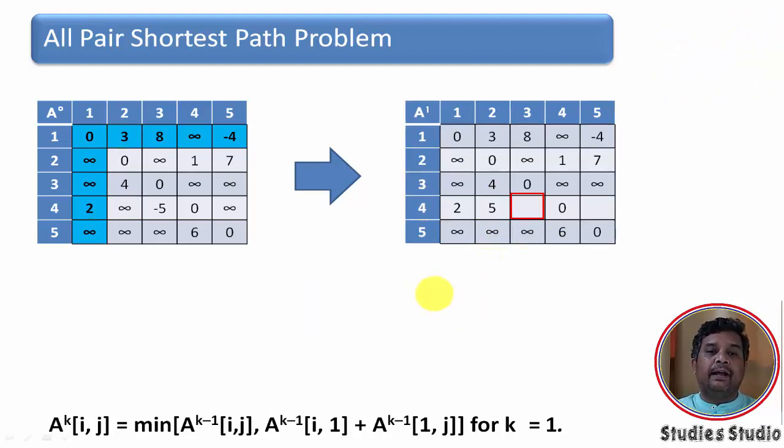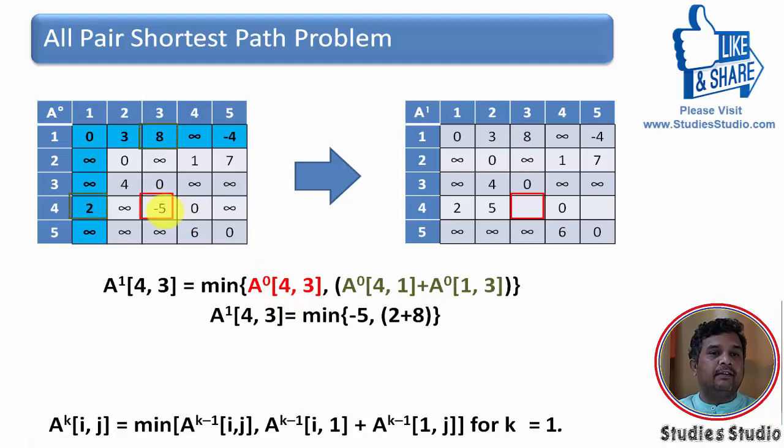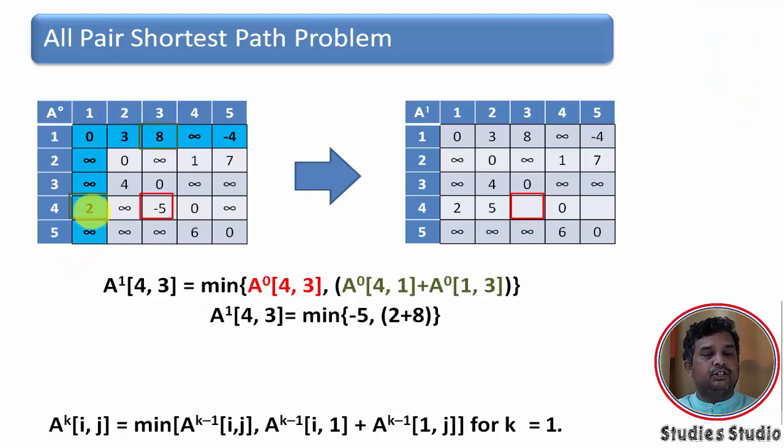Next value I am going to find is 4, 3. The original value of 4, 3 is -5 and its projected value to the fixed row and fixed column is 2 and 8. The sum of these two is 10, and the other is -5. I am going to take the smallest. So -5 is smallest. I am going to write it here.